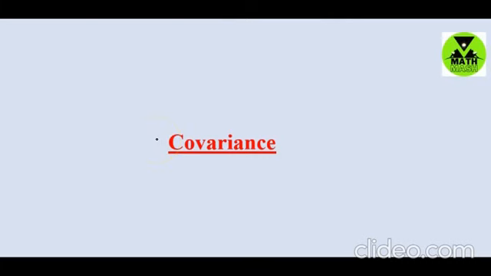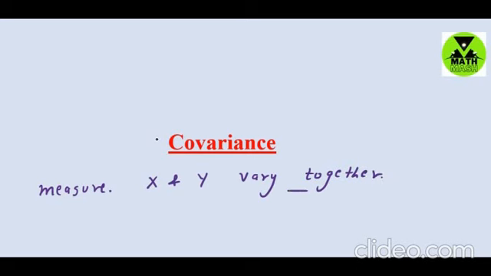Covariance basically tells you the measure of how much two random variables x and y vary together. So this tells you the measure of how these two random variables vary together. So now what is the covariance? Suppose we have two random variables x and y with their respective means as x bar and y bar.